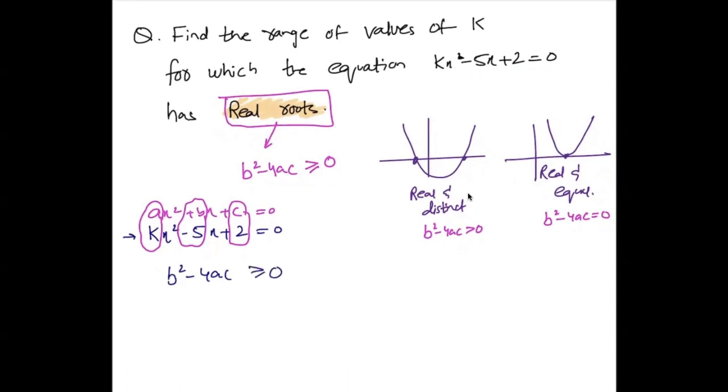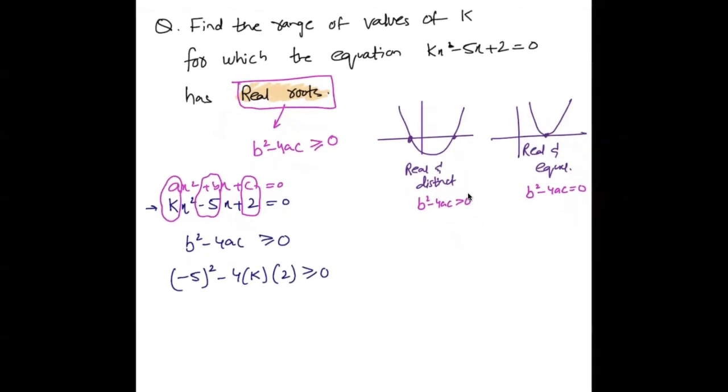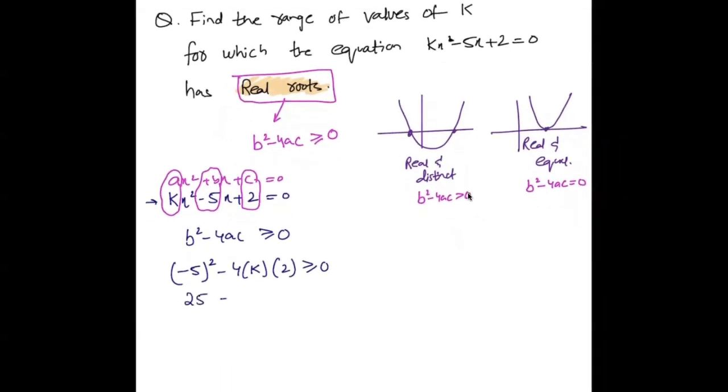Because as I said, there can be two cases. Either the roots are real and distinct or they are real and equal. So b value is -5, a value is k, c value is 2. So 25 minus 8k greater than or equal to 0. So what must be the range of values of k then? Solve this inequality and just give me the answer.